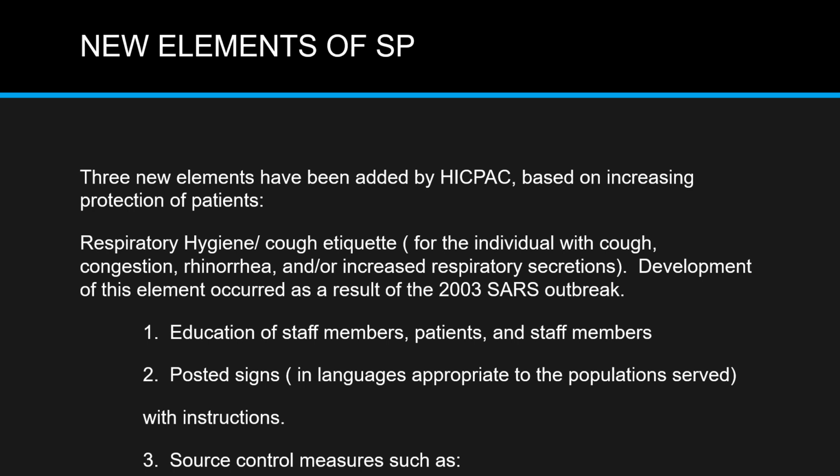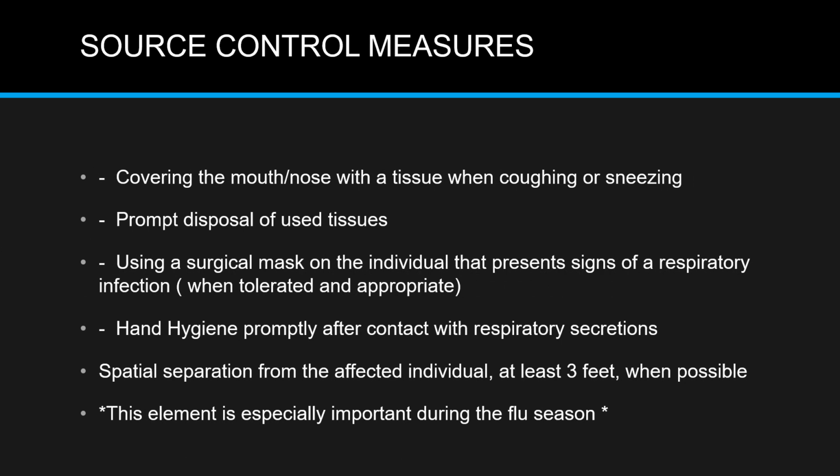Number 1, education of the staff members, the patient and staff member. Number 2, we're going to post signs in languages appropriate to the population served with instructions. And 3, source control measures such as covering the mouth and nose with a tissue when coughing or sneezing, properly disposing of used tissue, and using a surgical mask on the individual that presents signs of a respiratory infection when tolerated or appropriate.